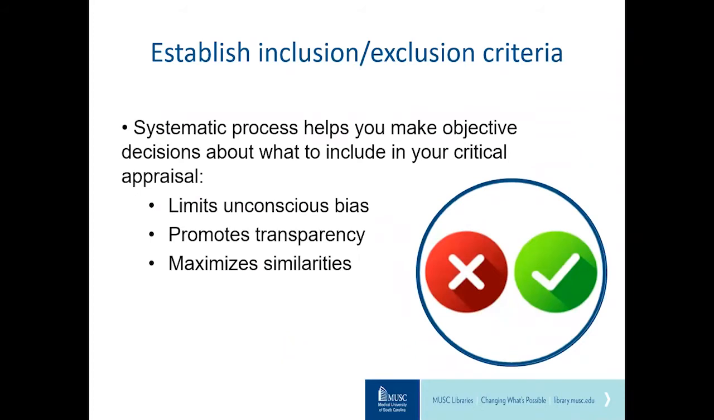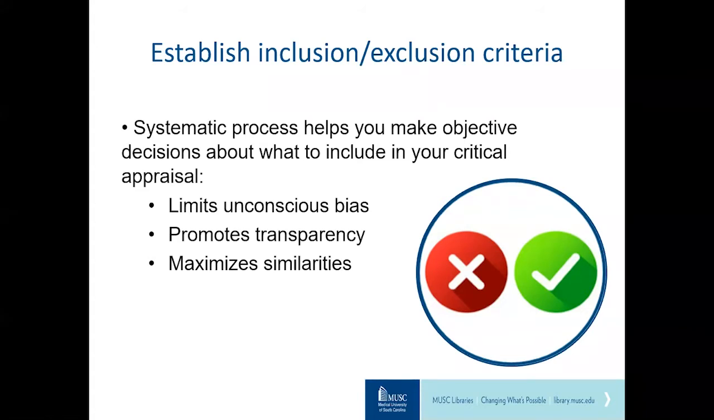Establishing inclusion and exclusion criteria is really a systematic process that helps you make objective decisions about what to include in critical appraisal. Objectivity is important because it helps limit unconscious biases that come along with deciding what to and not to include in decision making. Establishing inclusion and exclusion criteria also promotes transparency for why and how the articles that remain in collection are chosen.